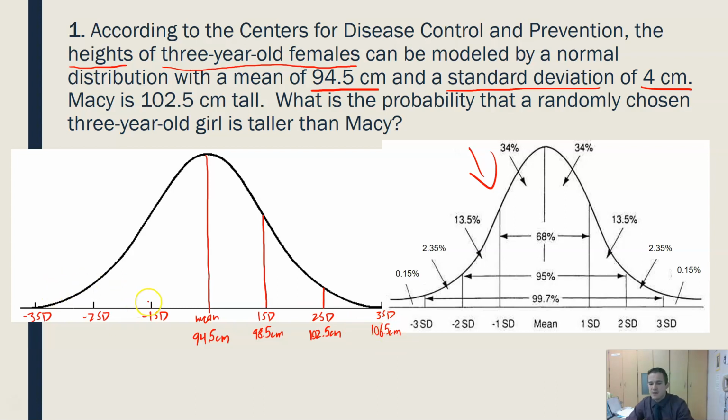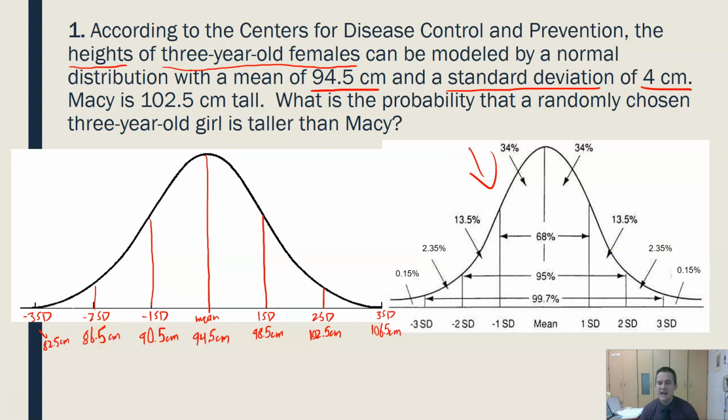And then the same in the opposite direction. 1 standard deviation below the mean is going to be about 4 centimeters less than the mean, so like 90.5 centimeters. Another 4 centimeters below that is going to be 86.5, whoops, not 88, 86.5. 4 centimeters below that is going to be 82.5 centimeters.